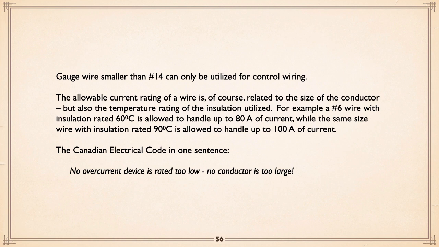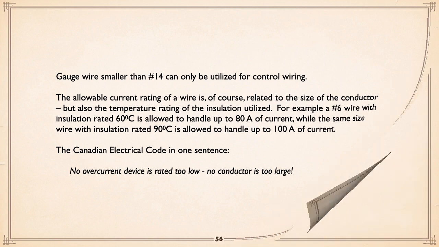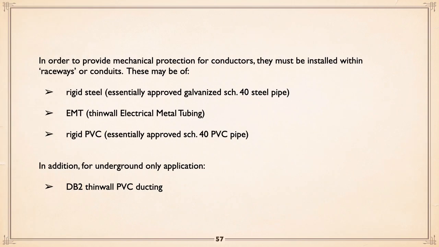Now, I always say the Canadian Electric Code and probably NFPA in the States, simple, one sentence: no overcurrent device is rated too low, no conductors too large. In other words, big wire with a low overcurrent device and they're happy. That's exaggerating a bit, but you get the point. In order to provide mechanical protection for conductors, they must be installed in something that provides mechanical protection.